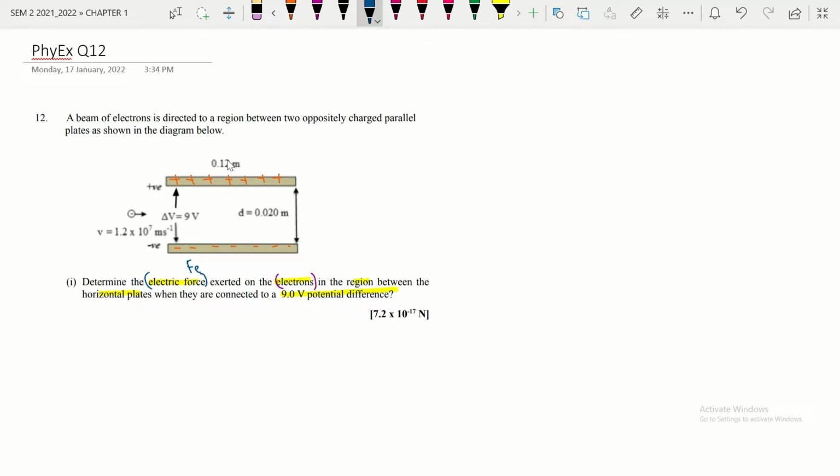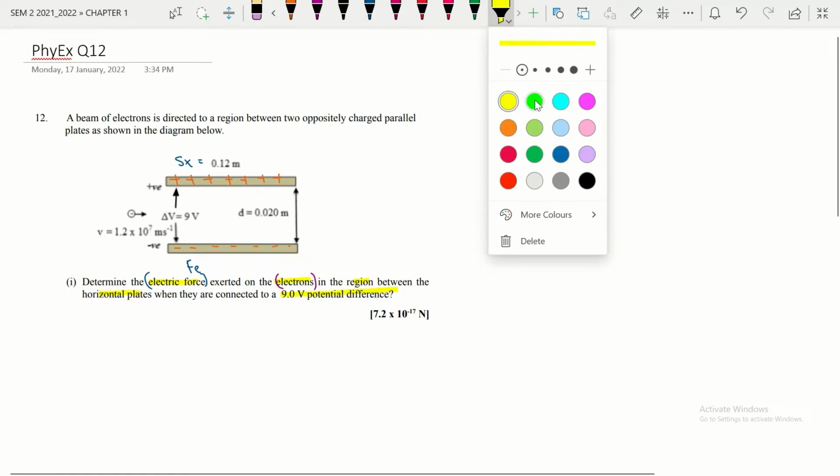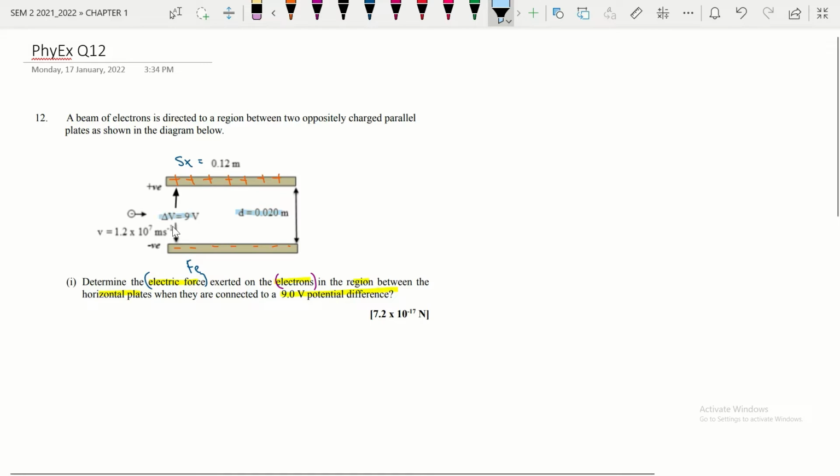So the question gives you 0.12 meter. So 0.12 meter ni adalah you punya Sx, your horizontal distance of your plate. And then you will have the distance between the two plates, the potential difference which is 9 volt. I'll highlight all the information. And you have the velocity of the electron waktu dia masuk. So velocity of the electron waktu dia masuk ini, dia masuk secara melintang kan, horizontally. So bila dia masuk horizontally, maksudnya dia adalah Ux equals to Vx. So ni adalah dia punya velocity.